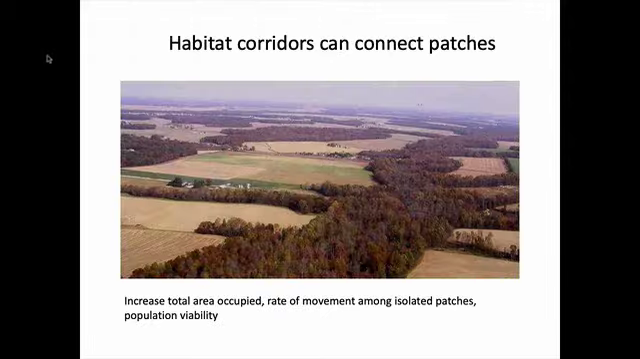Okay, now, you may recall that we talked about connectivity previously when we were talking about metapopulations. And habitat corridors can be extremely important in conservation on landscapes.